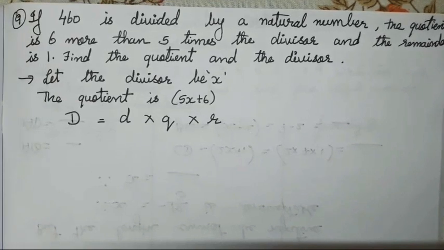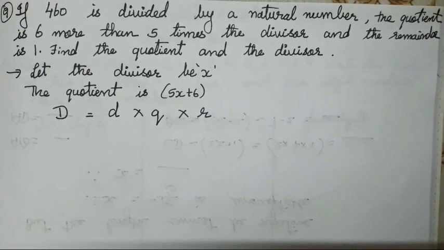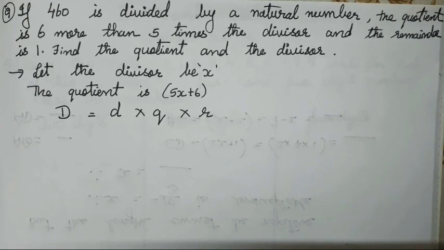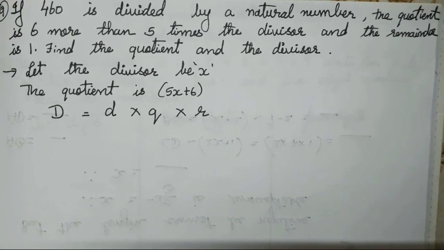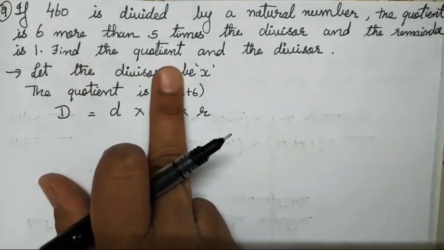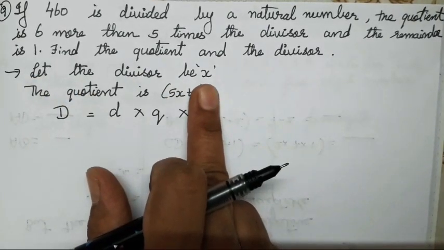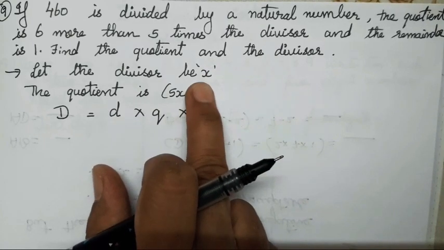If 460 is divided by a natural number, the quotient is 6 more than 5 times the divisor and the remainder is 1. Find the quotient and the divisor. Now this question is very important as well as it looks tricky, but it is very easy to solve. Now what do we have to find? We have to find the quotient and the divisor. So let the divisor be x. Okay, because we need to find it. So whatever we need to find, we have to mention it as x.